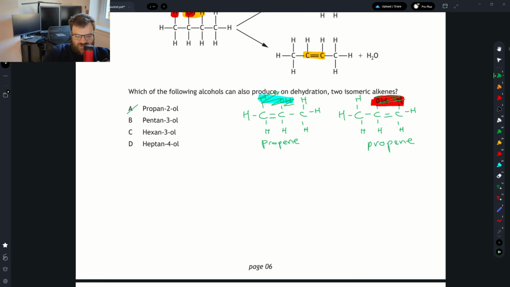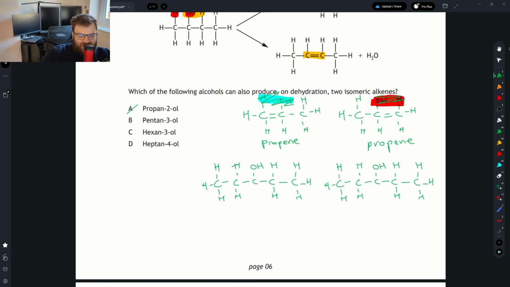When it comes to the pentan-3-ol, I can either take away these 2, put a double bond there, making that pent-2-ene. If I take the one to the right hand side of the OH group, that would also be pent-2-ene, just flipped round. Again, not going to be our answer.